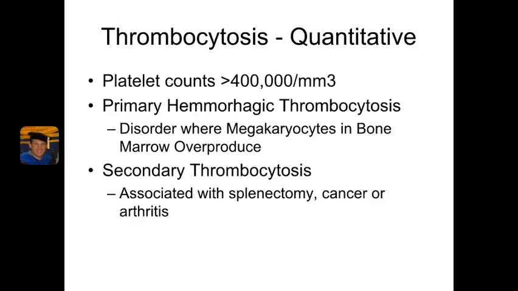So remember in the last slide we said if your spleen is getting rid of too many platelets, you can remove the spleen. Well, in patients who don't have a spleen, they don't have anywhere to store those extra platelets. So now those extra platelets are floating around in the blood. Cancer and arthritis can also cause excess platelets.